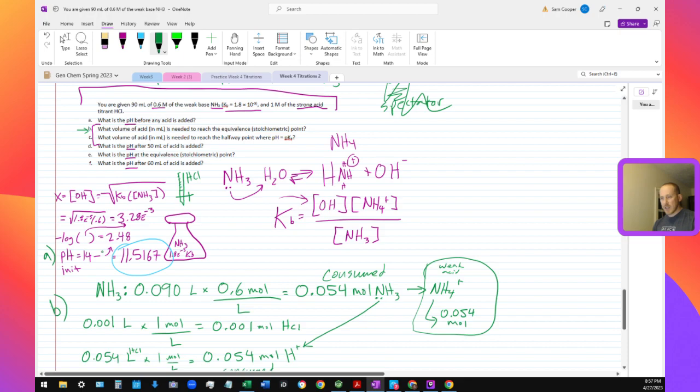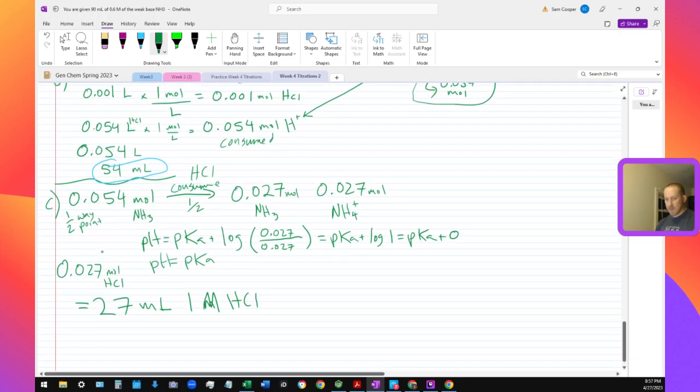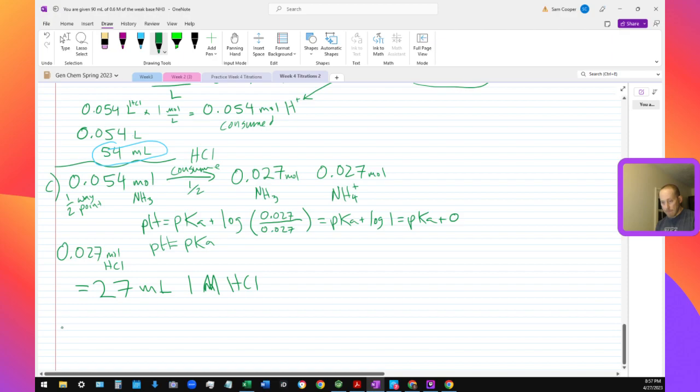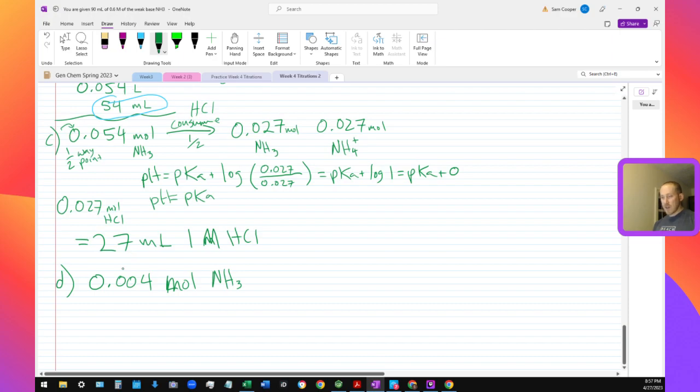So question D, what is the pH after we've added 50 milliliters? Okay. So 54 cancels it all. But if we add 50 milliliters, then we're basically going to have that many moles of our ammonium left, right? I'm just skipping a lot because I want you to see, we put in 50.050 moles of HCl. It will consume most of that ammonium and leave that much behind, right?